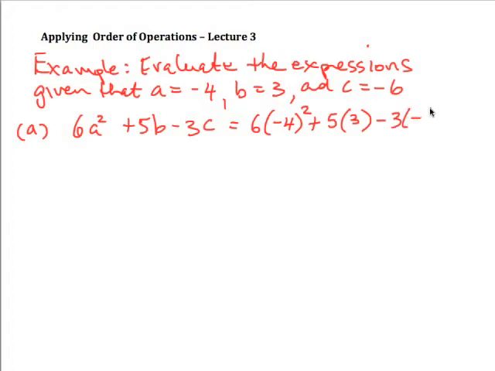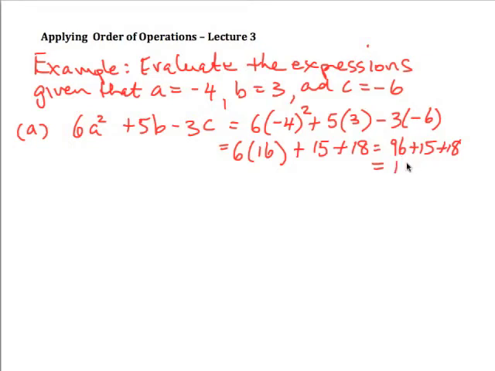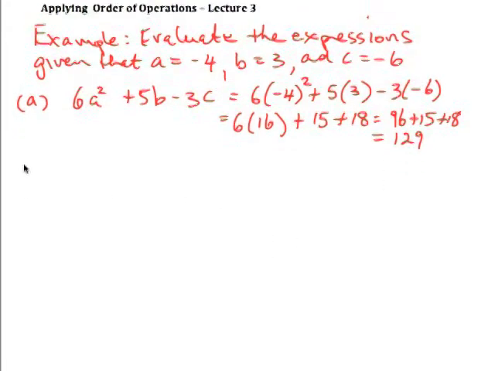Minus 3 by -6. So this becomes 6 by 16 plus 5 3's are 15, minus 3, well let's do 3 times -6 is -18, but we negate it, so there'll be plus 18. And so this will be 6 by 16 is 96 plus 15 plus 18. And when we work that out, it comes to 129. Okay.